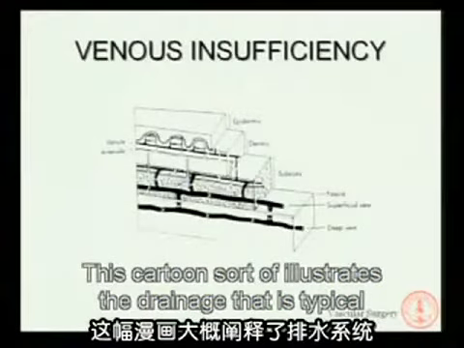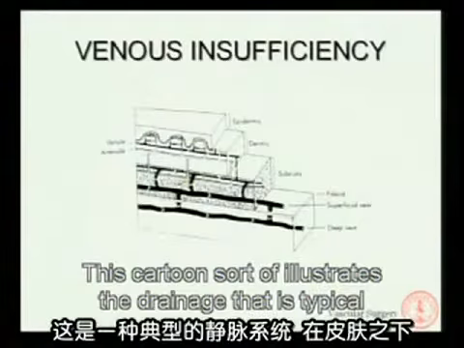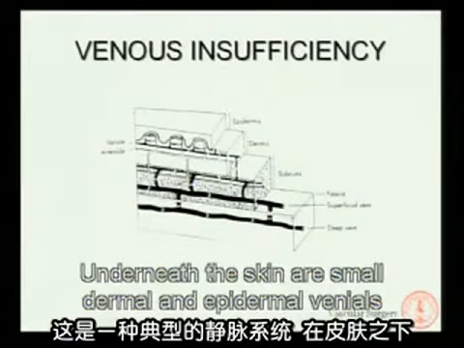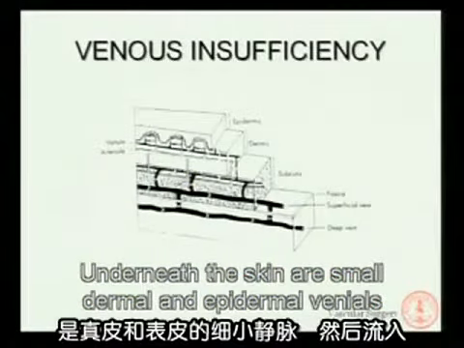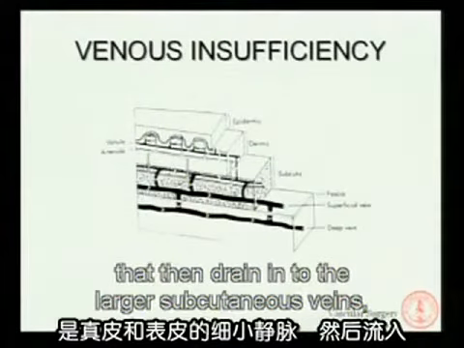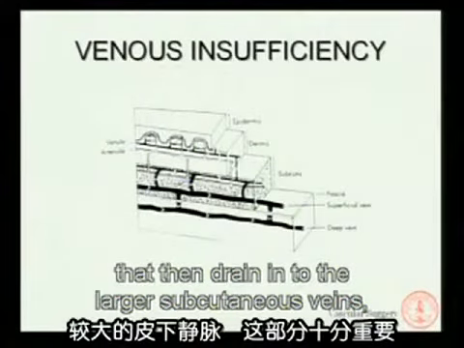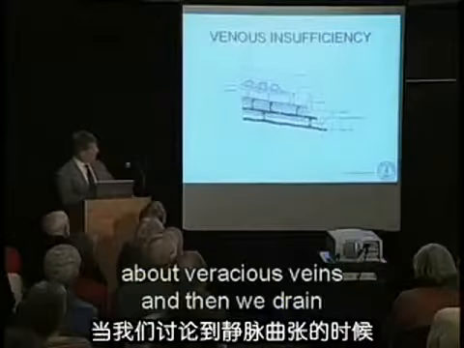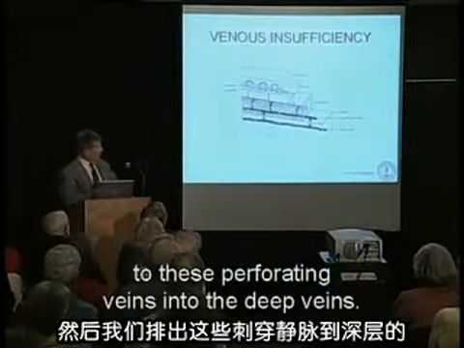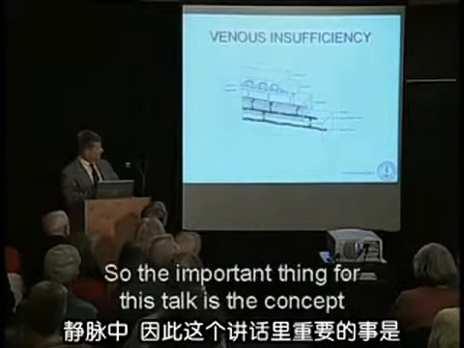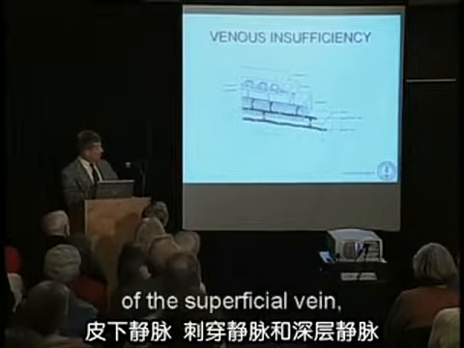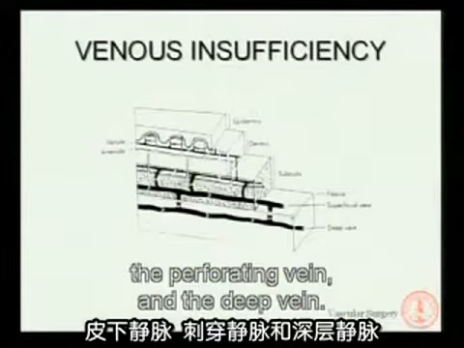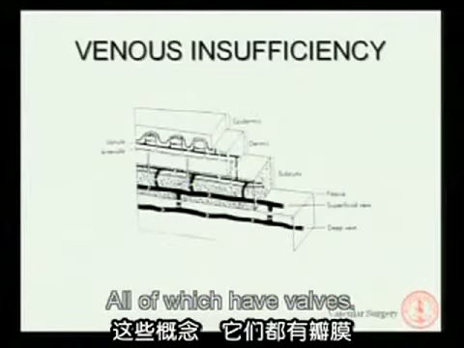This cartoon sort of illustrates the drainage that is typical for the venous system. Underneath the skin are small dermal and epidermal venules that then drain into the larger subcutaneous veins, which are of importance when we're talking about varicose veins. And then we drain through these perforating veins into the deep veins. So the important thing for this talk is the concept of a superficial vein, a perforating vein, and a deep vein, all of which have valves.